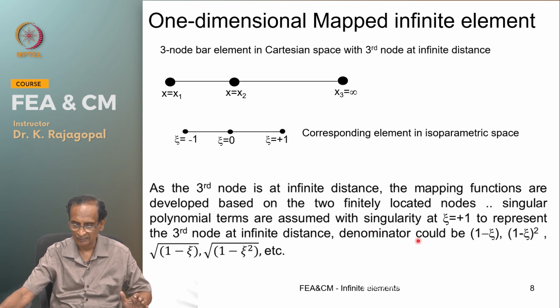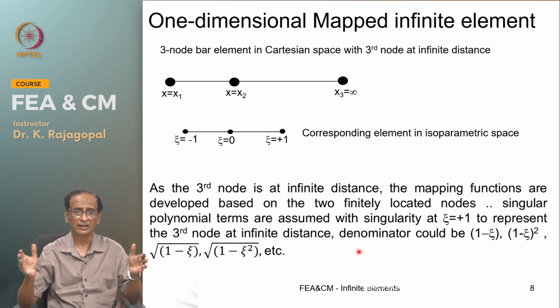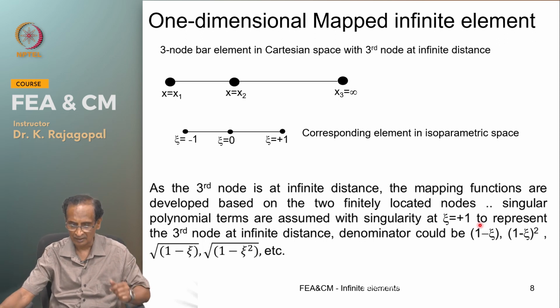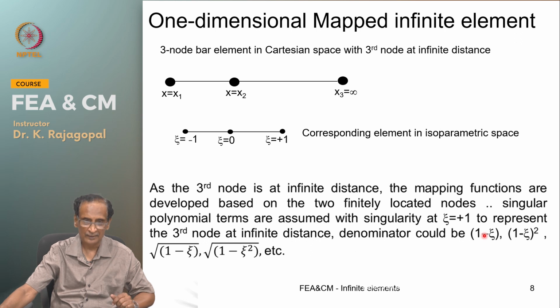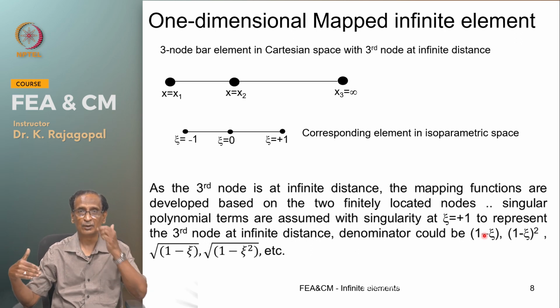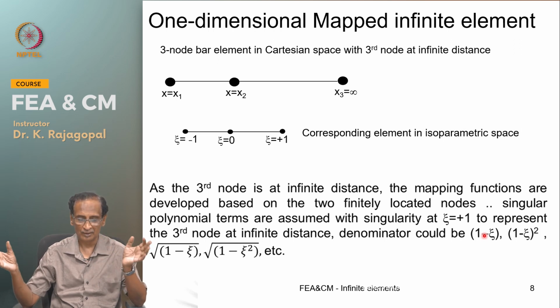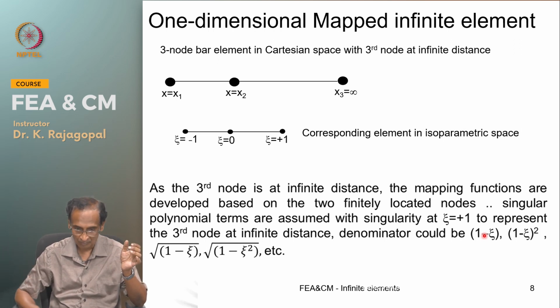This singularity we can achieve by having in the denominator 1 minus xi, or 1 minus xi whole squared, or square root of 1 minus xi, or square root of 1 minus xi squared, and so on. There could be any combination, such that when xi is +1 you should have singularity, that is, you should have 0 in the denominator, so that the value will blow up, it will go up to infinity.